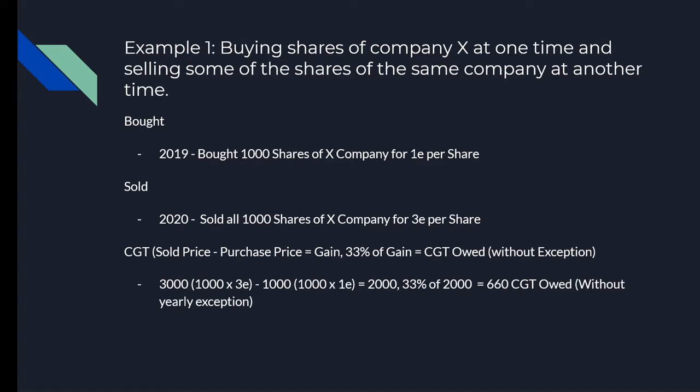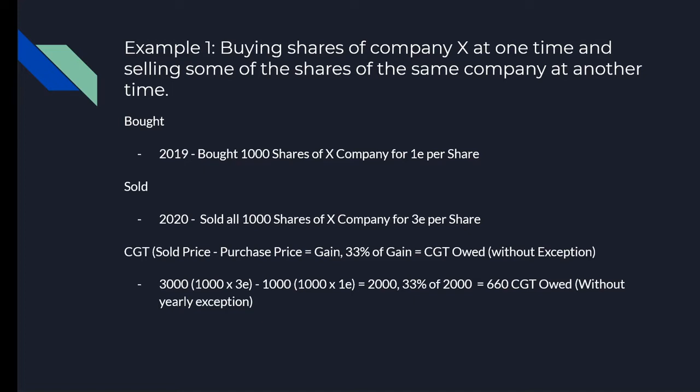The capital gains tax is the sold price minus the purchase price. That's your gain, and then 33% of your gain is the capital gains tax. Oh, that's without the exemption. Most of the examples here are going to be without the exemption because that depends on the person and it depends on how much selling you're doing during the year. So in this case, we have €3,000, which is our profit. Oh, sorry, €3,000 is our sale total. So that's 1,000 at €3 minus our initial stake, which is €1,000. That's €2,000, right? So we have a gain of €2,000.